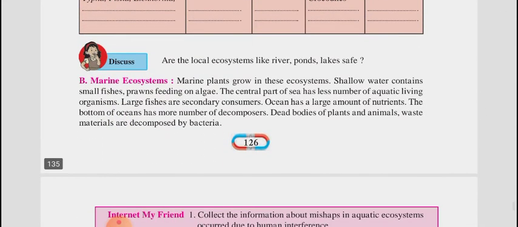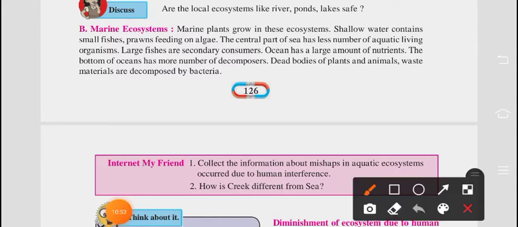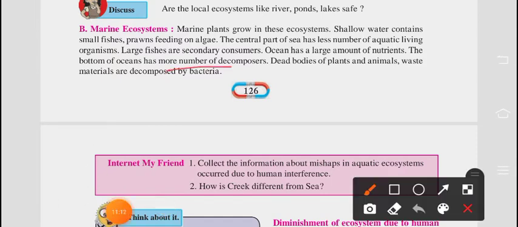Next is the marine ecosystem. Marine plants grow in this ecosystem. Shallow water contains organisms, large and small fishes, prawns feeding on algae. The central part of the sea has a number of aquatic living organisms. Likewise, large fishes are secondary consumers. Ocean has a large amount of nutrients. The bottom of the ocean has more decomposers.